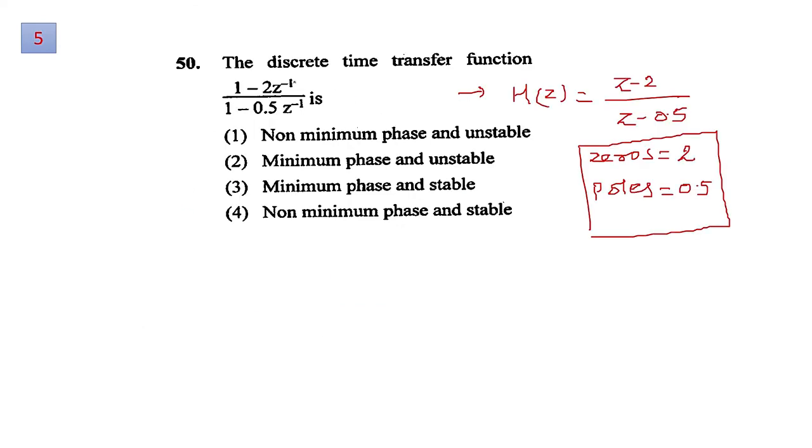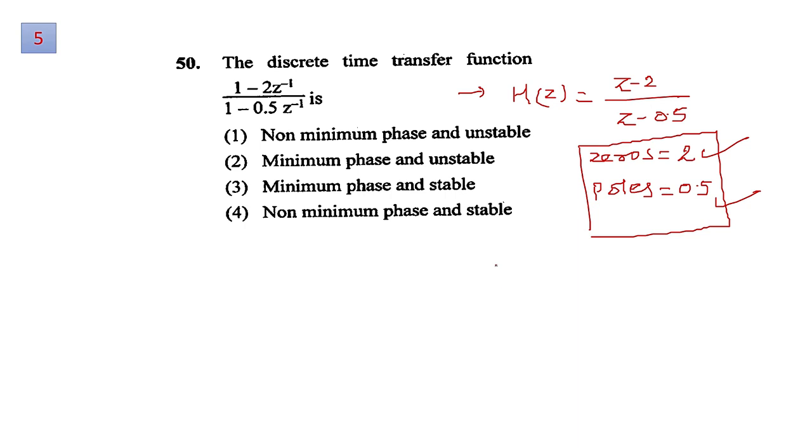Next, question number 5. The discrete time transfer function, commonly known as H(z), is given, and we have to comment on whether the system is stable and whether it has the property of minimum phase or not. If you rewrite this function H(z), it can be written in this form, and it has one pole and one zero. The zero exists at z equals 2 and the pole exists at z equals 0.5.